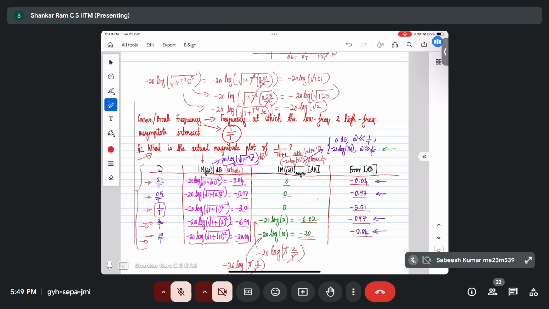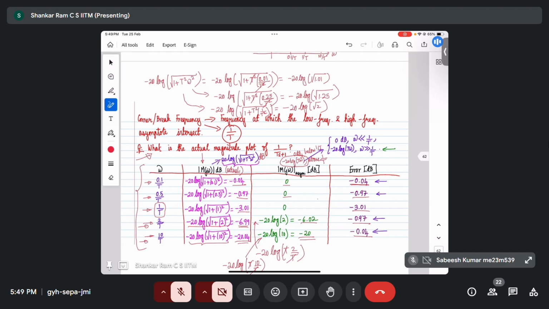I hope it's clear what was the historical connotation of these steps. Today, as I told you, you type the command bode in the MATLAB prompt, and in 2-3 seconds you will get the Bode plot, actually calculated, without you even seeing the steps. So try it out.